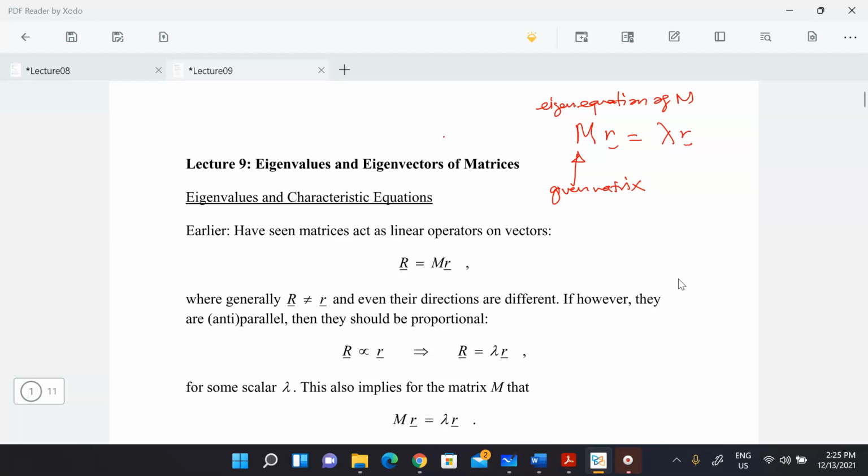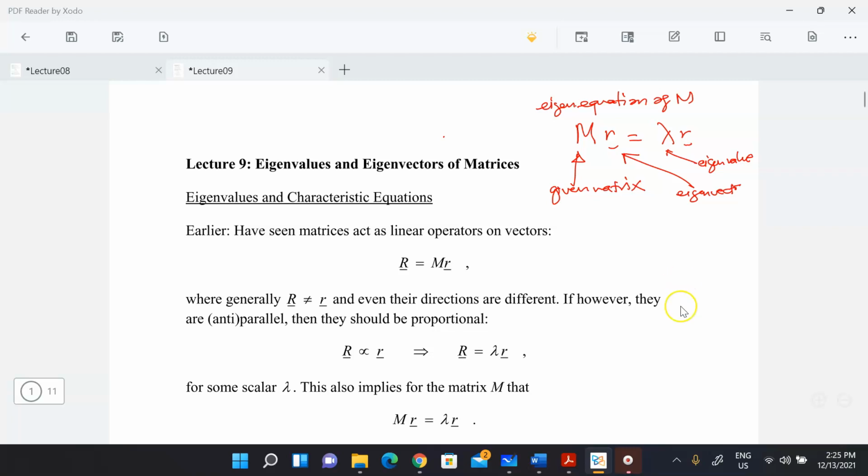So this r is what we call the eigenvector, and this lambda is called the eigenvalue. Now we would like to do this in a more geometric way, because one can treat this just like an algebraic problem, but it's much better to have some geometric understanding of this eigenvalue equation.